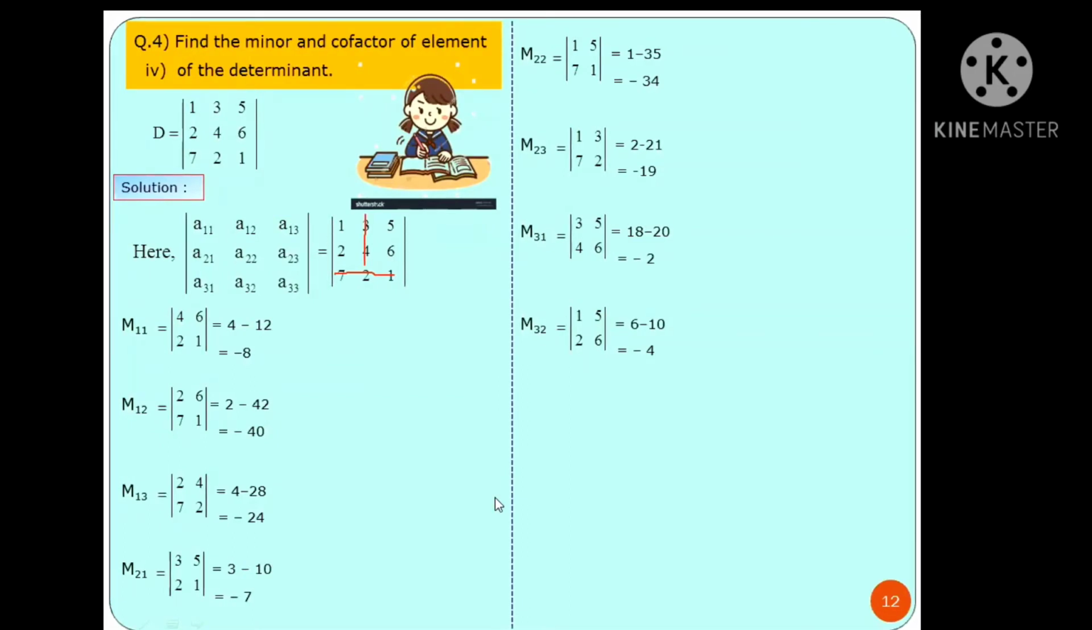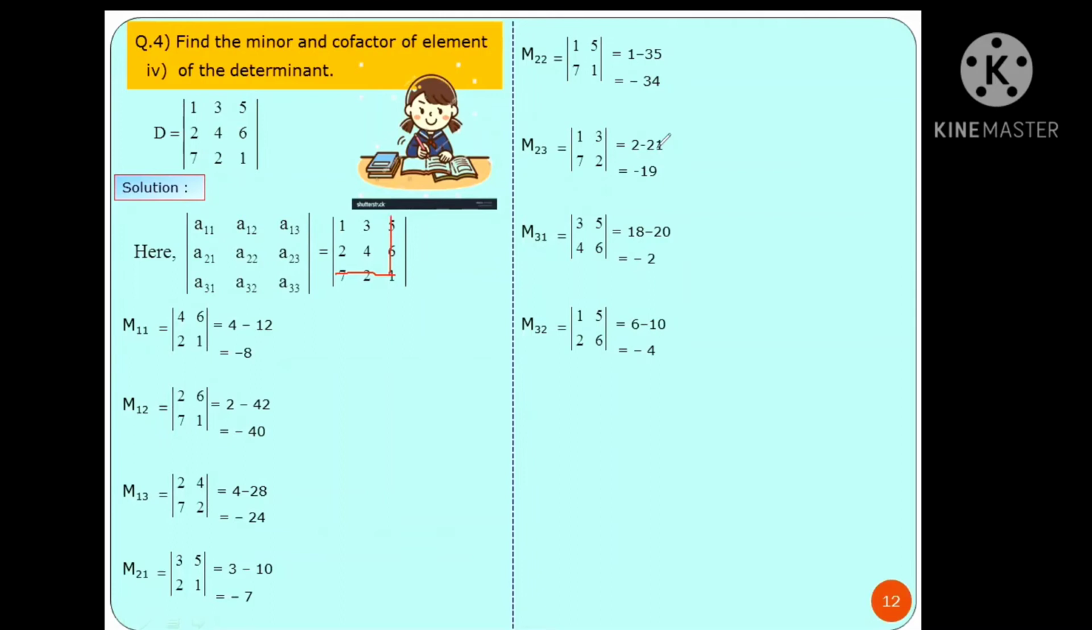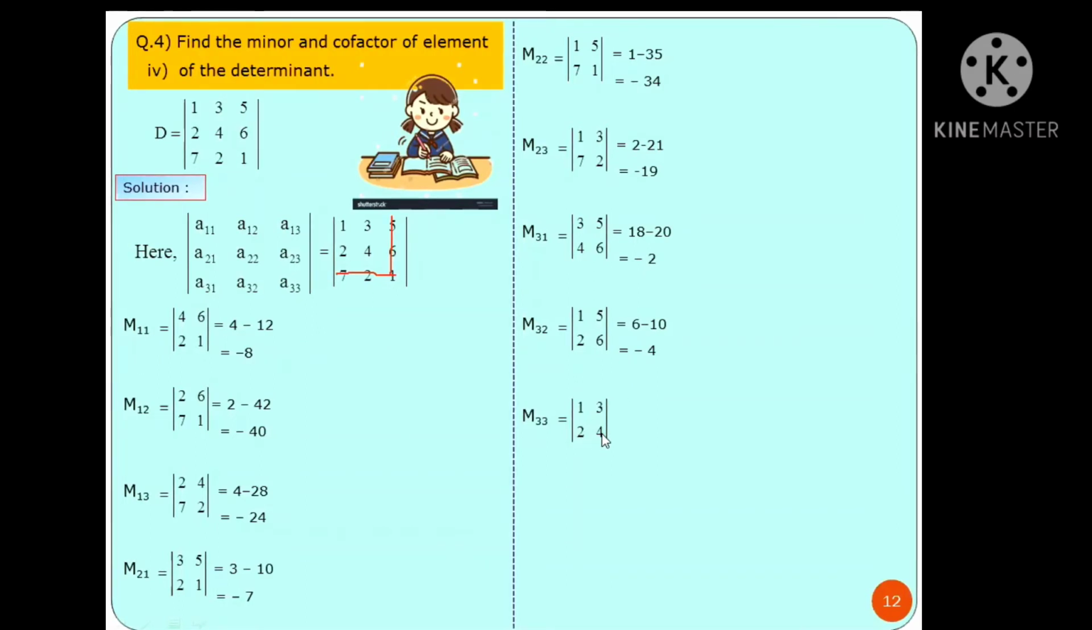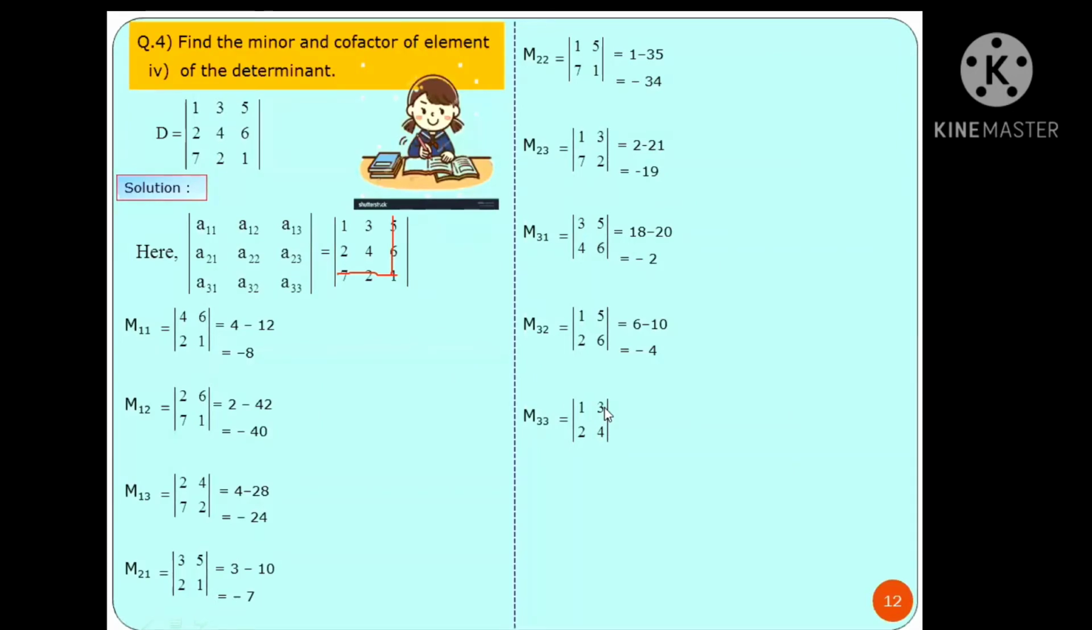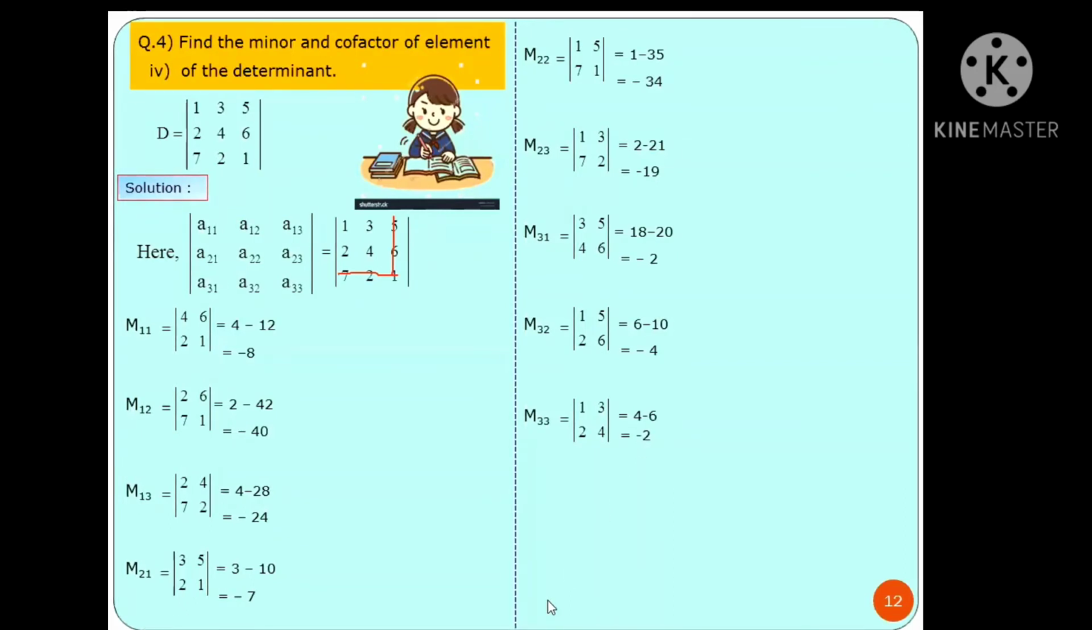Now the last minor remains, that is from the third row and third column, eliminating them leaves the remaining 4 elements in the determinant. So M33 is obtained with 1, 3, 2, 4 as elements. Solving this determinant, we get 1 into 4, 4, minus 2 into 3, 6, 4 minus 6. Difference is minus 2. These are the values of the minors of the given determinant.